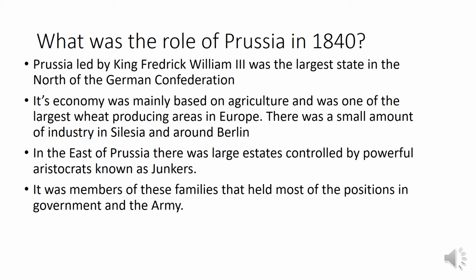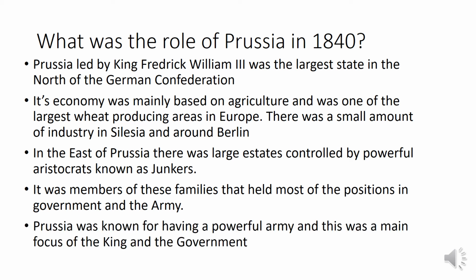Now when we talk about positions within the army, we're not talking about regular soldiers. We're talking about officers. So what does that mean? Well, that means people like generals, majors and captains that controlled the troops, that gave them their instructions. This was seen as a very high job in Prussian society. The army was one of the most important parts of the Prussian government. In fact, Prussia was known for having its powerful army, and it was actually the main focus of both the king and the government.